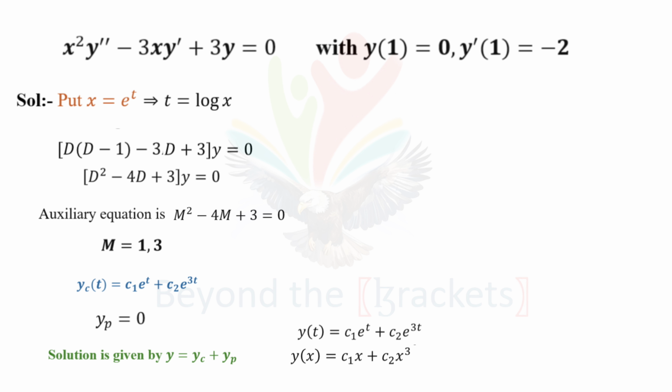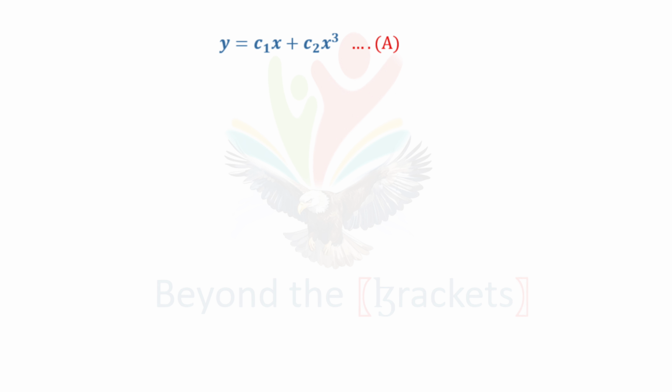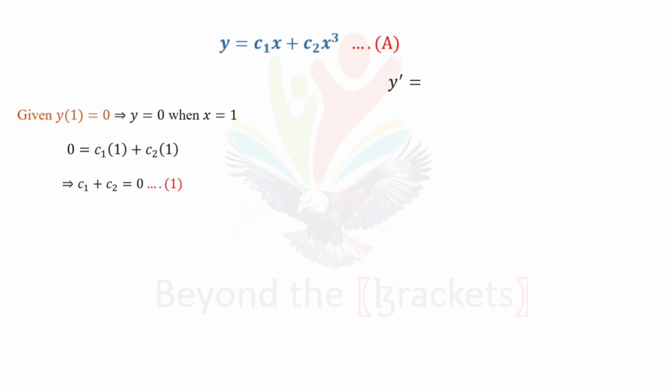Here the boundary conditions are given to find the values of the arbitrary constants c1 and c2. The first condition is y of 1 is equal to 0, which implies y is equal to 0 when x is equal to 1. Substituting these values in the equation, we get c1 plus c2 is equal to 0. Naming this as equation 1 before substituting the second boundary condition. Differentiation of y will be y dash is equal to c1, differentiation of x will be 1, plus c2, differentiation of x cube will be 3x square.